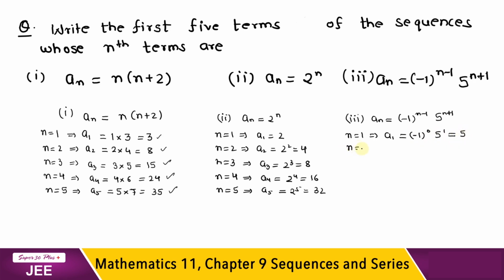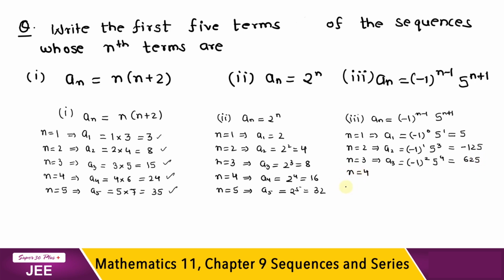When n equals 2, we get the second term, minus 1 raised to the power 1 and 5 raised to the power 3. So this is minus 125. When n equals 3, we get the third term as minus 1 whole squared multiplied by 5 raised to the power 4. So this is 625.